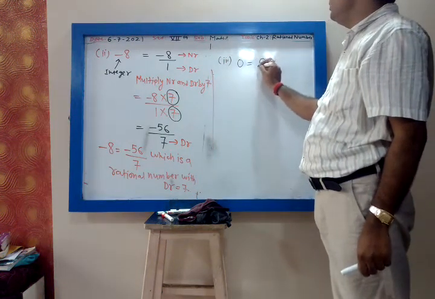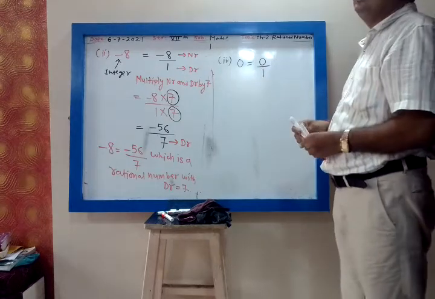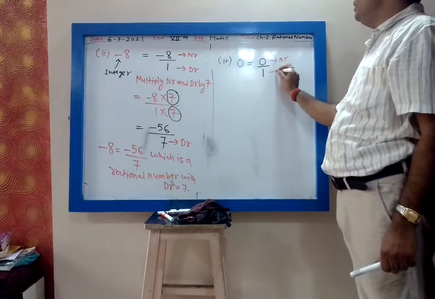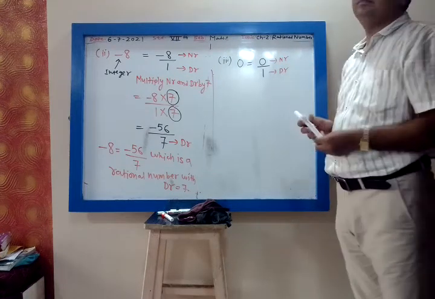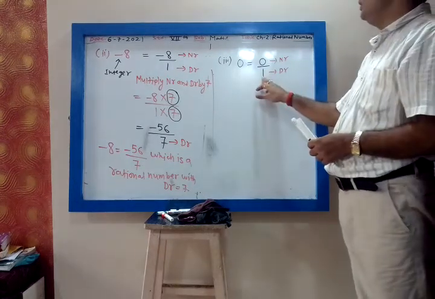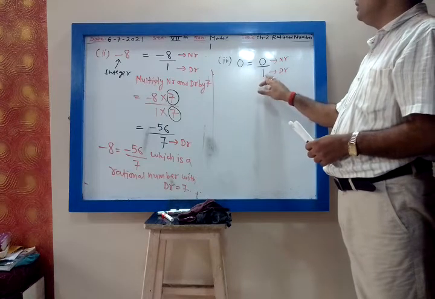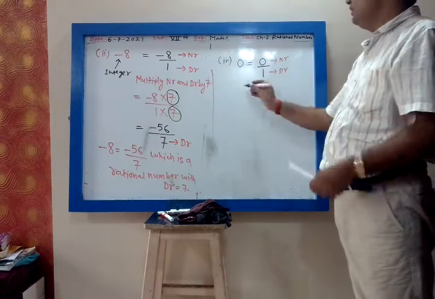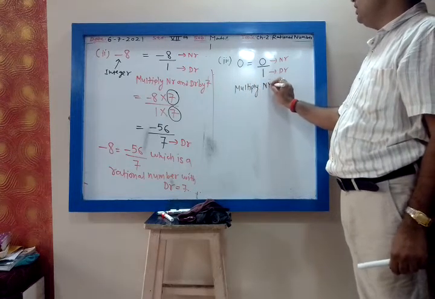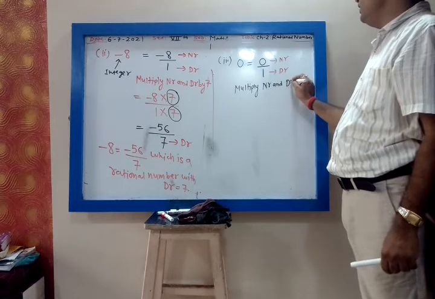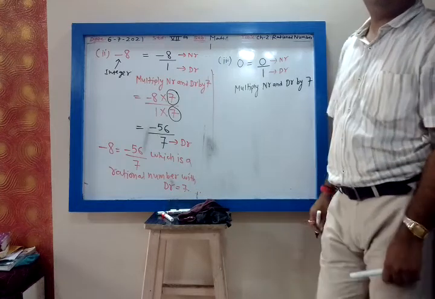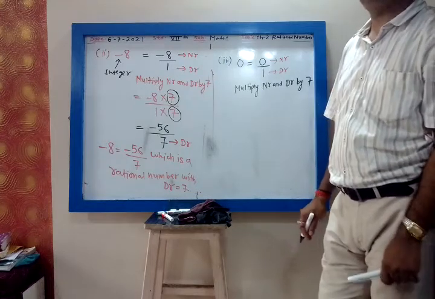You can write 0 as 0 upon 1. Now my numerator is 0, denominator is 1. The numerator can be anything, but the denominator of a rational number should not be 0. Now this 1 we have to convert into 7, so multiply numerator and denominator by 7. In the question it is asked, you have to convert the integer to a rational number whose denominator is 7.